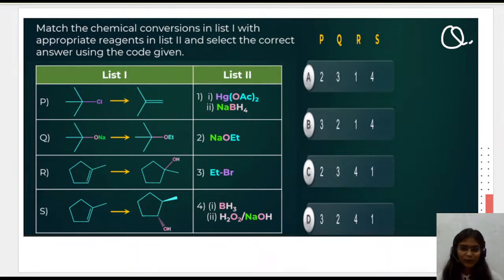Okay, let's discuss how to approach the question. It's actually a really interesting question. So first of all, in option number P, what is actually happening? Let's discuss what is really happening, or what is the name of this reaction.